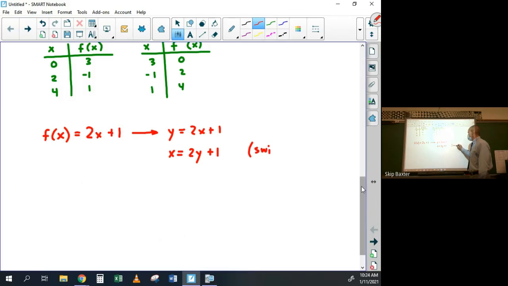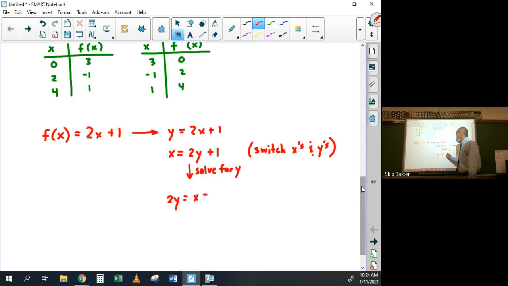Just switch x's and y's. Everywhere there's a y, put an x. Everywhere there's an x, put a y. And then it's just a matter of solving for y. That's it. I'm going to solve this for y, which would give me 2y equals x minus 1, and y equals x minus 1 over 2. This is f inverse of x. Right here.